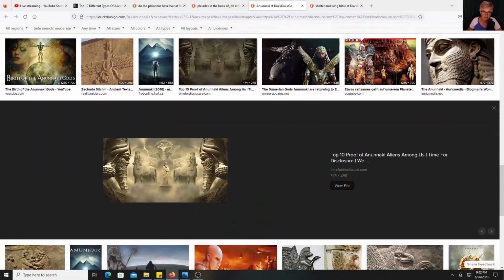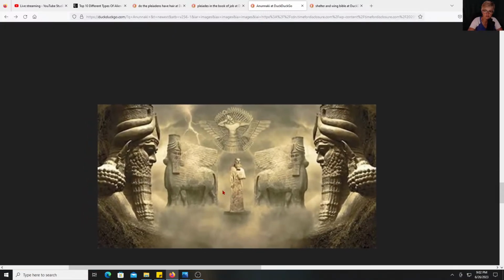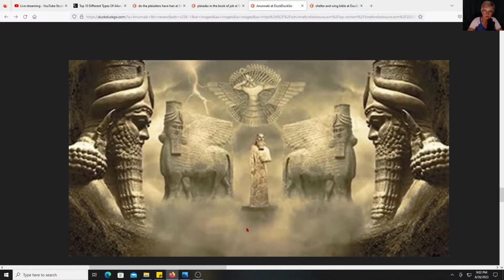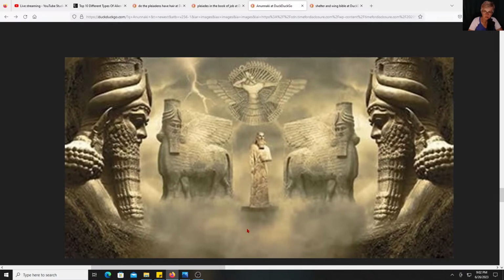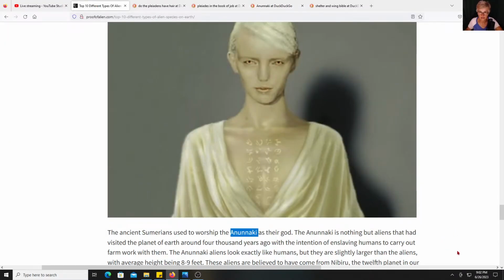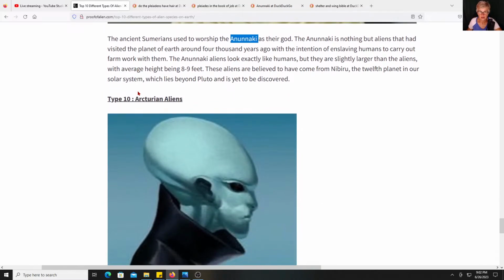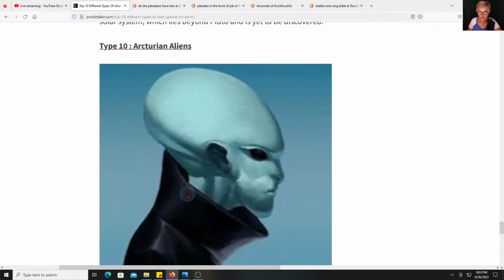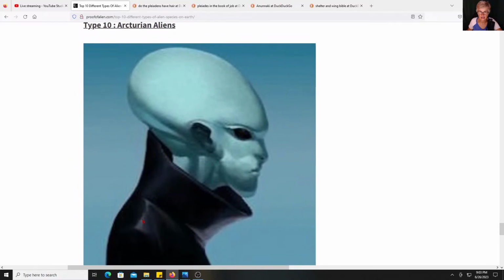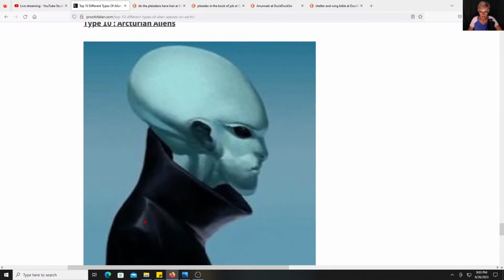Okay, that's the Anunnaki. He'll shelter you with his wings. Look at that. That looks pretty cool. It does. Okay, we're done with the Anunnaki. Well, and it does not look like that at all. Type 10. The Arcturian aliens. Right there. And they kind of blue looking.